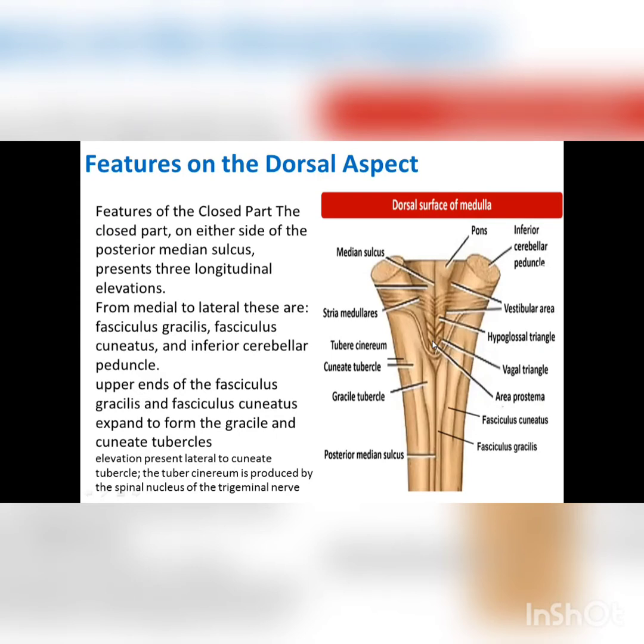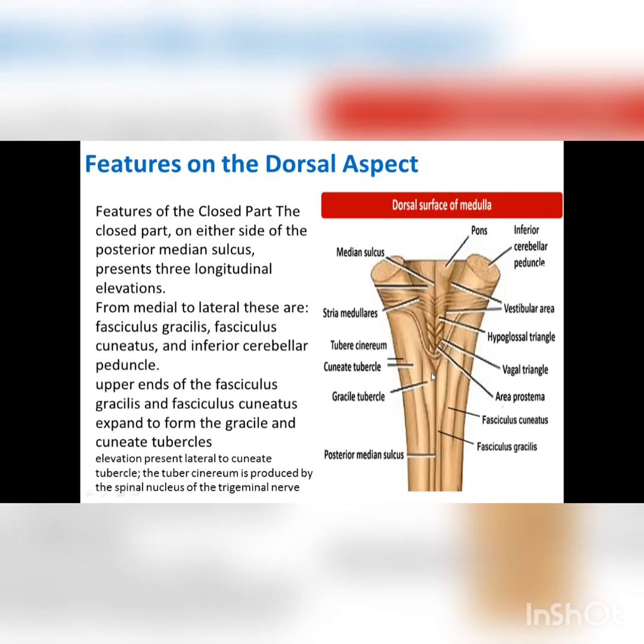So, features of the closed part on either side of the posterior median sulcus. This is the posterior median sulcus. On either side of the posterior median sulcus, it presents three longitudinal elevations. From medial to lateral, what are these elevations?